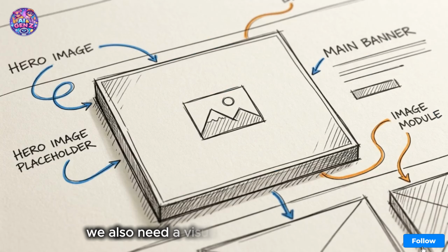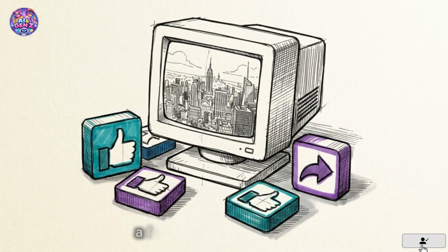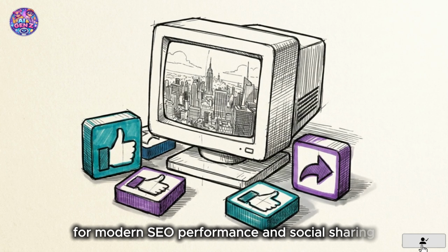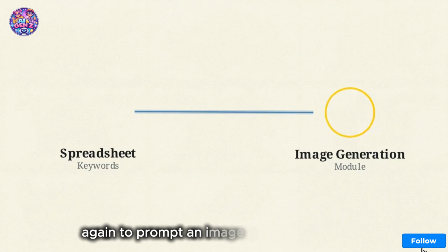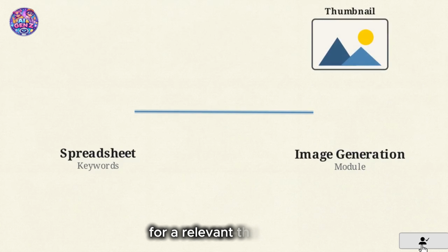We also need a visual element for the article. A featured image is required for modern SEO performance and social sharing. Reference the original spreadsheet keyword again to prompt an image generation module for a relevant thumbnail.